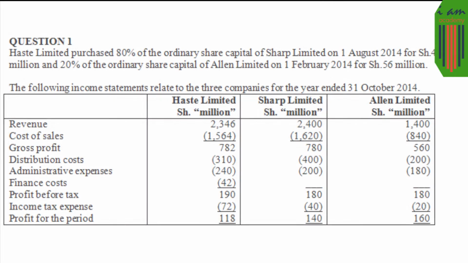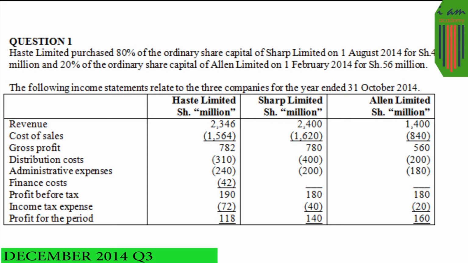Here it goes. Hearst Limited purchased 80% of the ownership capital of Sharp Limited on 1st August 2014 for 496 million shillings and 20% of the ownership capital of Allen Limited on 1st February 2014 for 56 million shillings. The following income statements relate to the 3 companies for the year ended 31st October 2014.